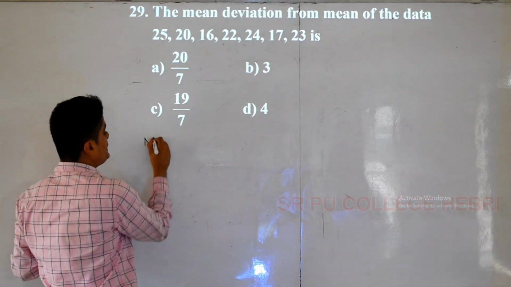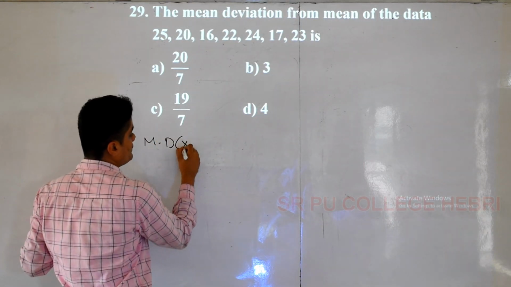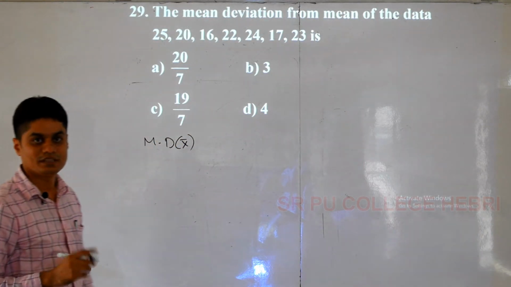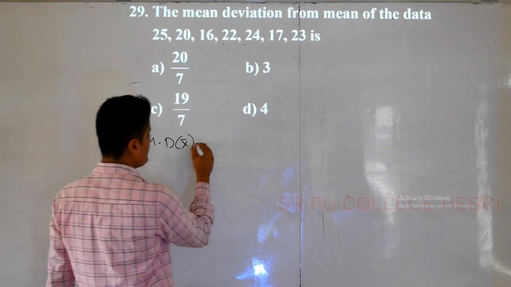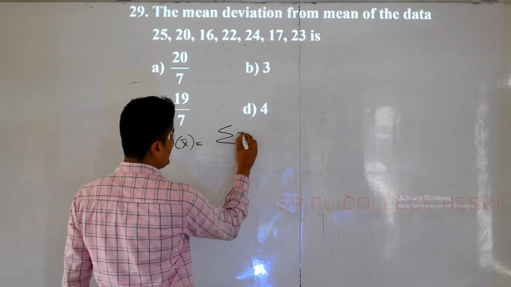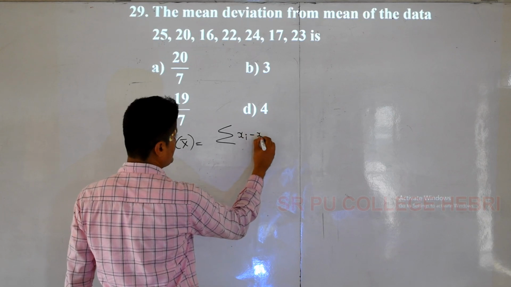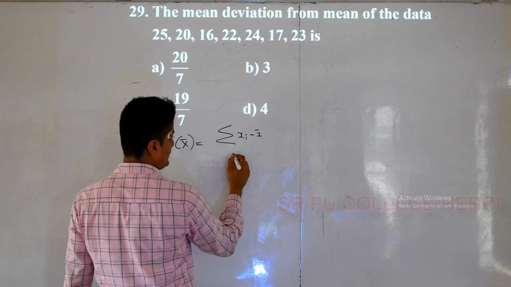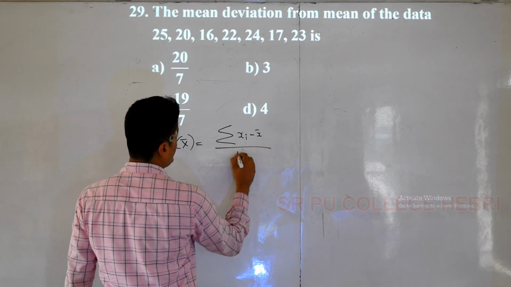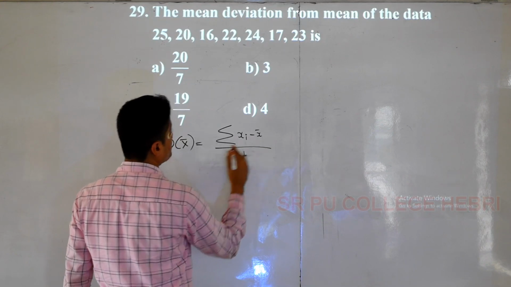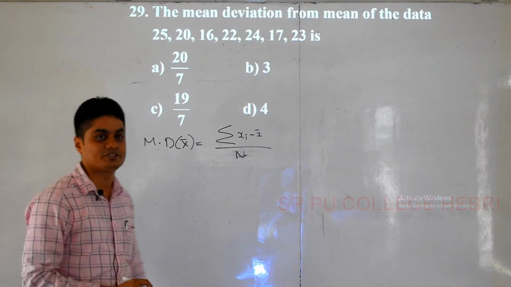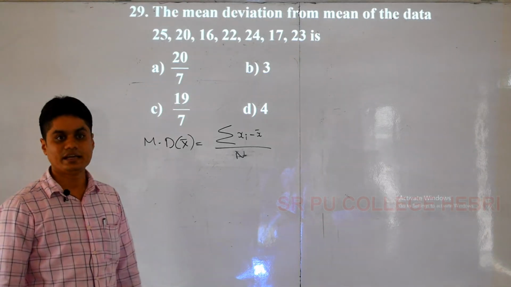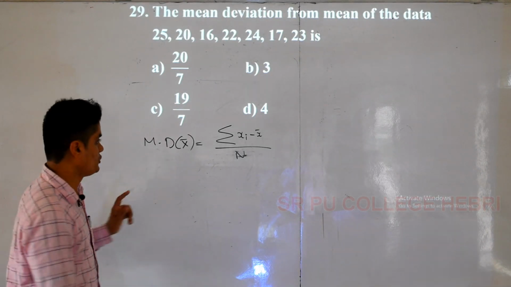Do you remember the mean deviation from the mean formula? First, this is important. Mean deviation from mean is summation of |xi minus x bar|, divided by n. n is the number of elements. |xi minus x bar| divided by n. Okay, so you have to use this.